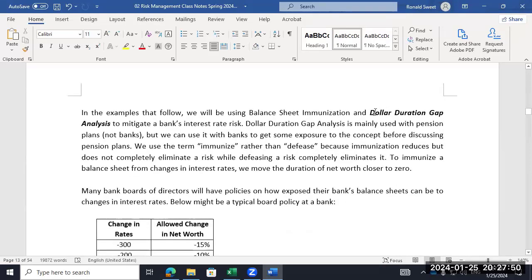And we are going to specifically do dollar duration gap analysis. I'm going to cheat here. We're going to do this with a bank. Banks don't do dollar duration gap analysis. Pension plans do, but we're going to do this for a bank so you can see how it applies to a pension plan. It's kind of magical and fun, pretty cool. I did it at USAA. It was pretty fun to do.